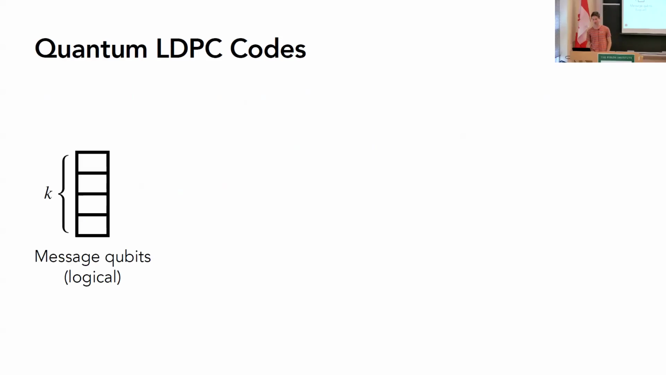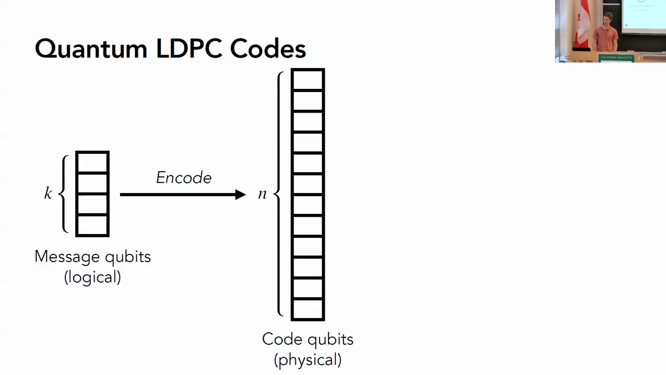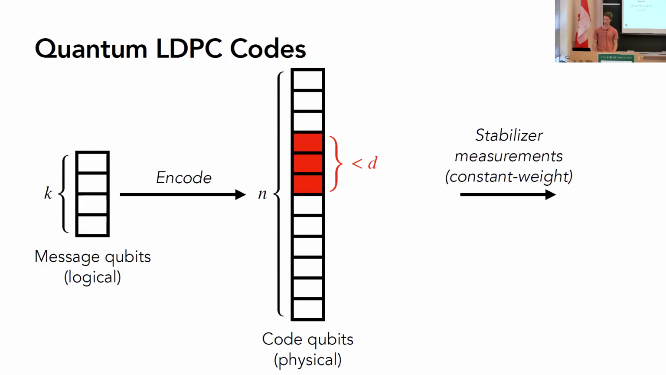And from a practical perspective, if we have k message qubits or logical qubits, the quantum LDPC code gives us a way of encoding these k qubits into a greater number n of physical qubits, such that even if up to, say, d of these physical qubits are corrupted, we can perform some measurements on these physical qubits in order to recover our original message. And the LDPC condition just means that these measurements are constant weight measurements.